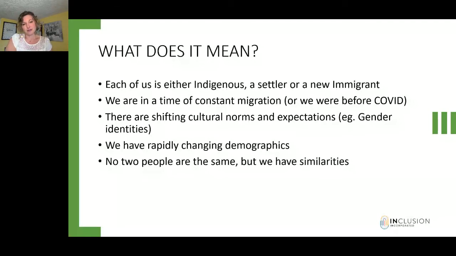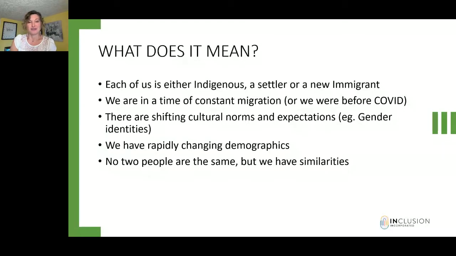We're also in a time of constant migration. We talked about some of those demographics around Black, Indigenous, and persons of color. We know that Black and persons of color numbers will continue to increase, particularly as more people move to Canada, and our net population growth will come from new immigrants to Canada as we go forward. We're also seeing shifting cultural norms and expectations, particularly around areas like gender identities. So really appreciating how people show up and how they identify, and respecting that and creating safe spaces for them to be who they are. Overall, we have rapidly changing demographics. We need to recognize that no two people are the same, but we all have similarities.